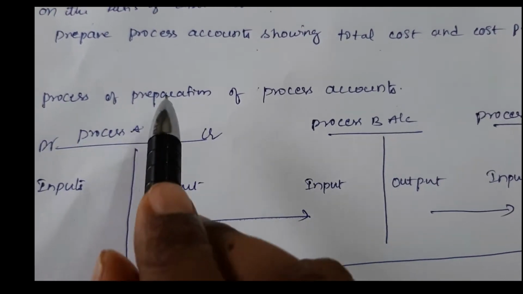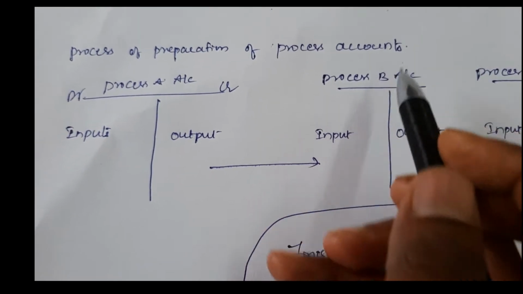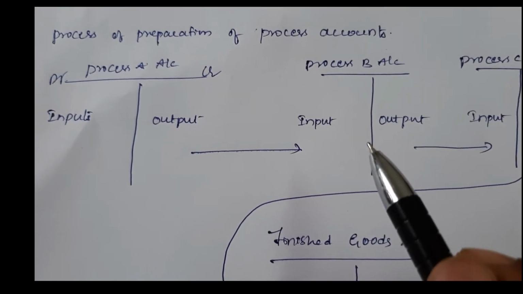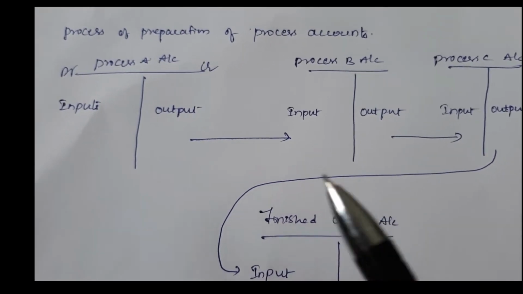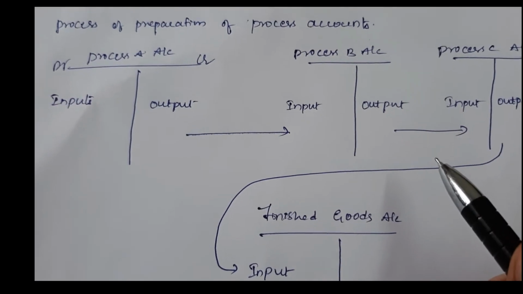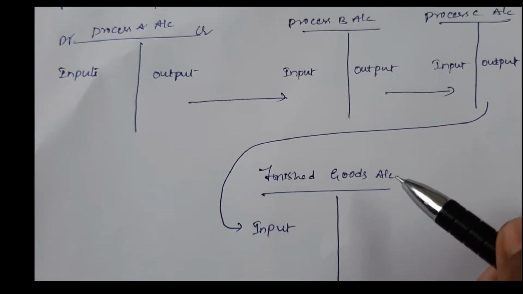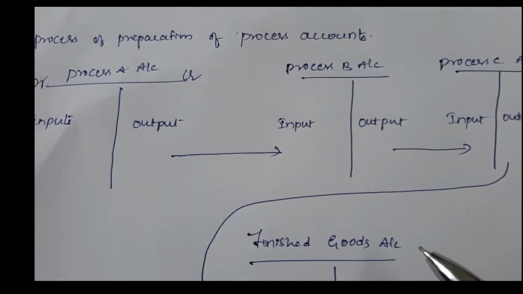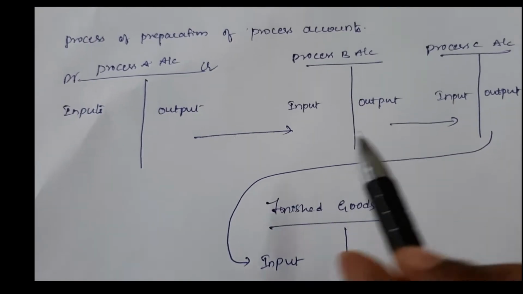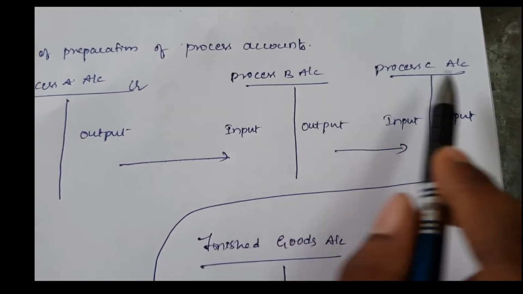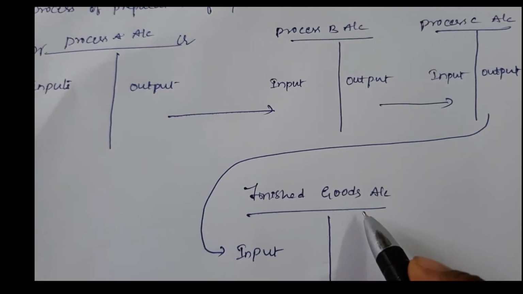We will see the process of preparation of process accounts. So a manufacturing unit will consist of various stages of making a product. Each material has to be passed through various processes to get the final product. Suppose a plant has three processes to get the final product. So process A, process B, process C, and finished goods account have to be prepared.